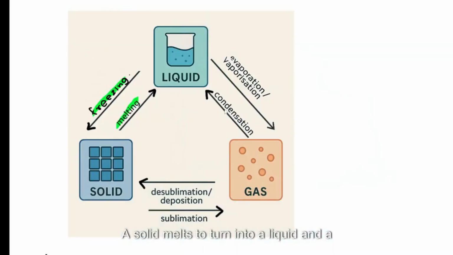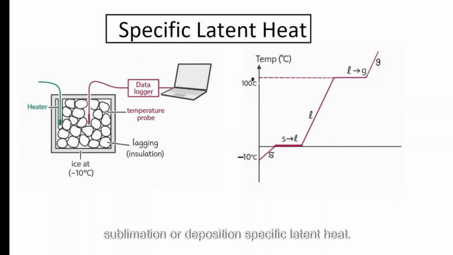not fixed. A solid melts to turn into a liquid, and a liquid freezes to turn into a solid. A liquid can be subjected to evaporation or vaporization to turn it into a gas. A gas can be condensed to turn into a liquid. A solid can turn into a gas directly without going through the liquid phase, and we call this sublimation. The opposite of sublimation is either desublimation or deposition.